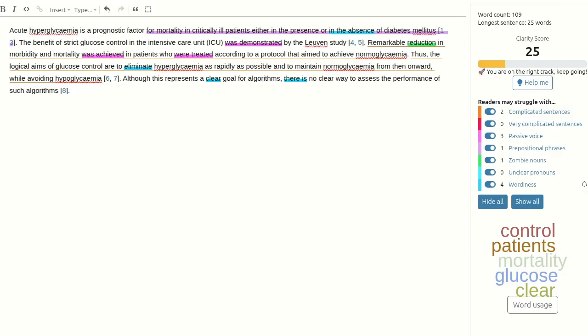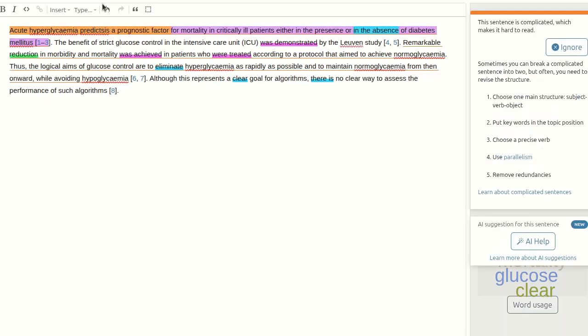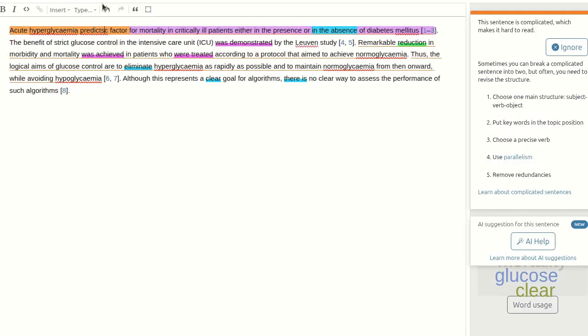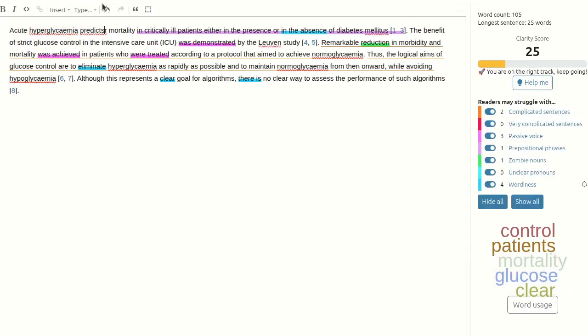There is. Usually when I see a situation like this, I want to look for the verb that shows the most precise relationship. So here, what's going on with mortality? What is acute hyperglycemia doing to mortality? What's the relationship? Well, we don't actually have to have all of this wordiness here. We can actually just use the verb "predicts." We don't have to say "prognostic factor." Here we do this: acute hyperglycemia predicts mortality.